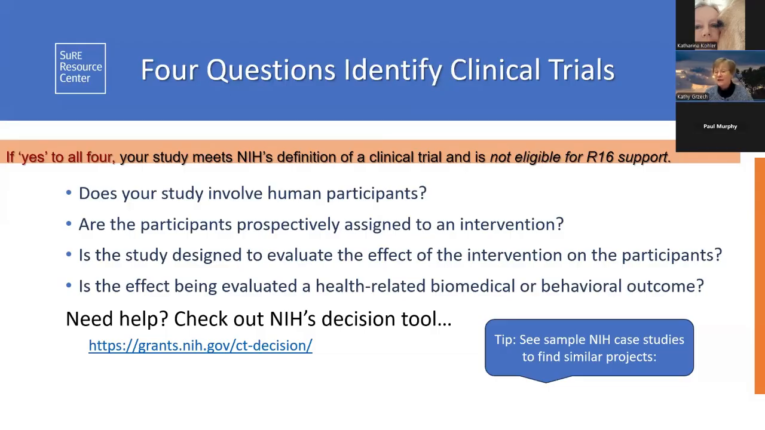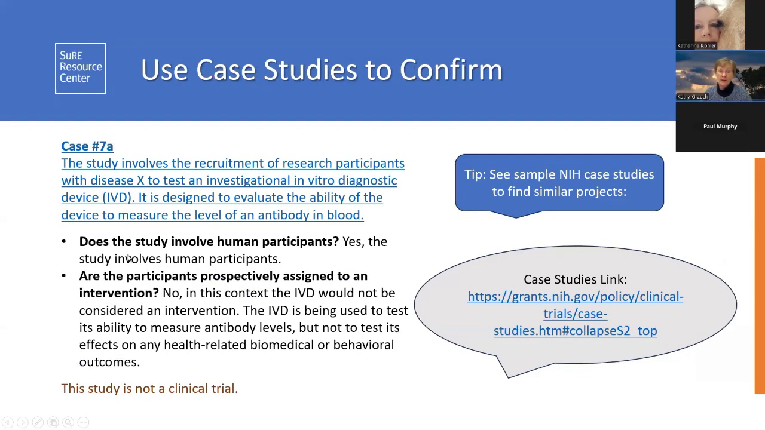If you have 3 yeses and a single no to any one of these questions, other than question 1, then it is simply human subjects research and not a clinical trial. So 1 no answer keeps it from being a clinical trial. This is not always easy. And so NIH has put together a decision tool that has a number of sample case studies that can be really, really helpful. And I thought it would be useful for us to look at a couple.